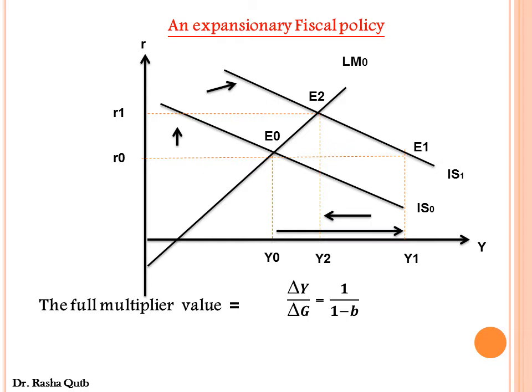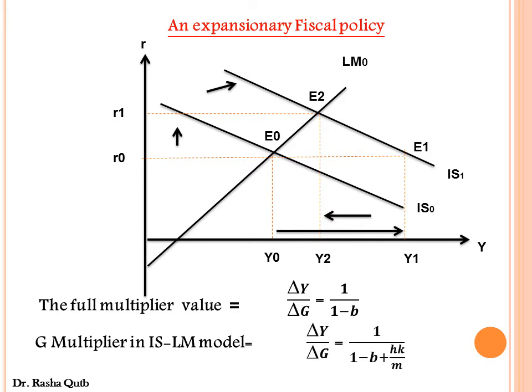In this case, private investment would decrease. The induced private investment would decrease. We call it the crowding out effect. So the final impact of expansionary fiscal policy is the increase in equilibrium national income from Y naught to Y2. And here, national income would increase by the government multiplier in the ISLM model.